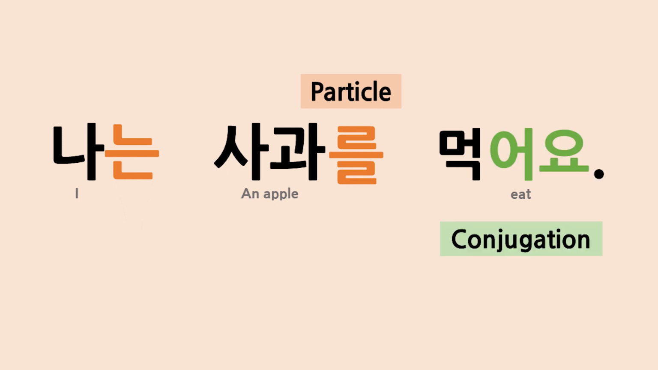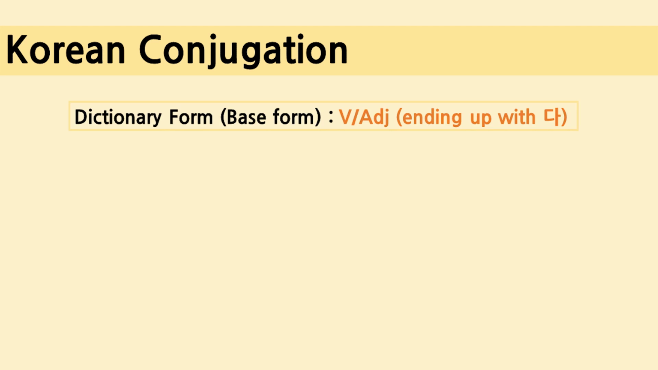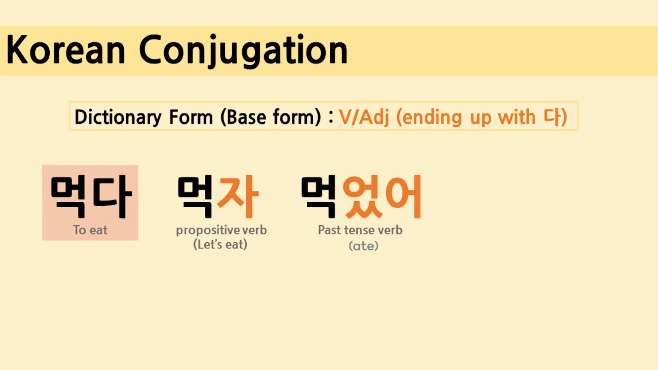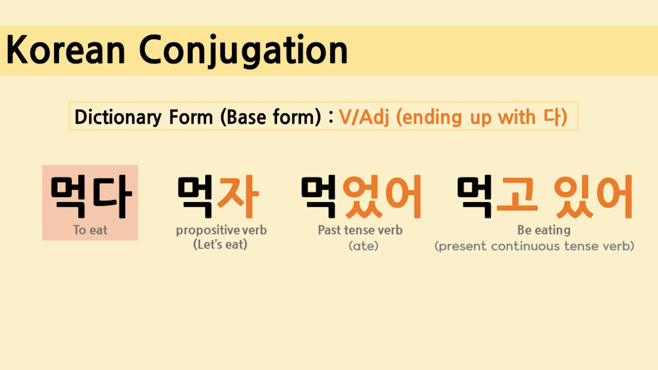And there is one more thing that you need to change from here. Perhaps you have heard about Korean conjugation a lot, and I believe this is the part that makes most Korean learners confused. In Korean, there is a dictionary form which always ends with 다. In most cases, we change this base form into many different forms by removing the 다 and adding another word ending behind the word stem. For example, the base form to eat in Korean, 먹다, can be changed into 먹자, which means let's eat, 먹었어, past tense verb, and 먹고 있어, is eating.